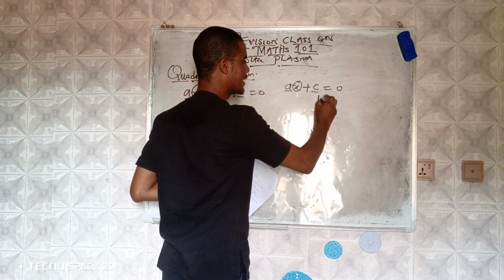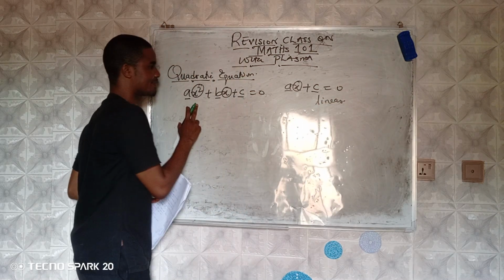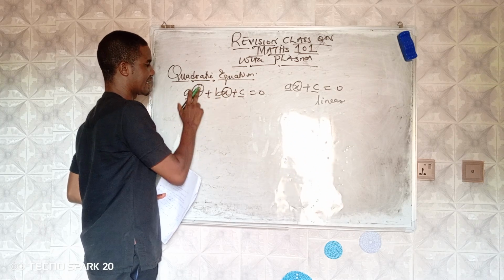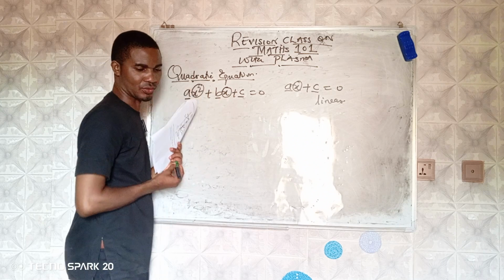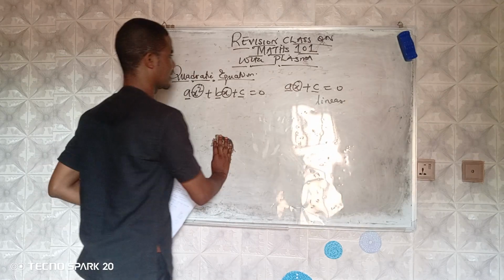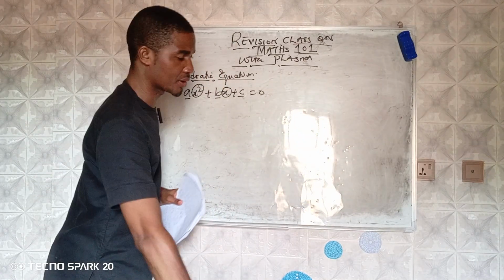This one is called linear. But in this case, the highest power of the unknown here is 2. This one is called quadratic. So that is how we know quadratic equations. Okay. Now, there are some things we need to know about quadratic equation.